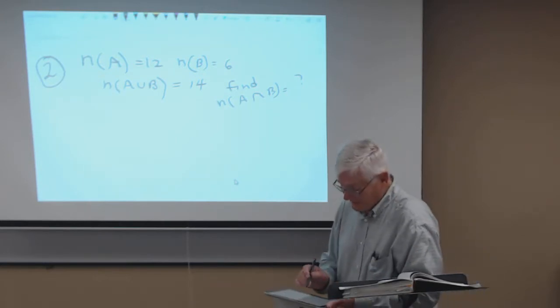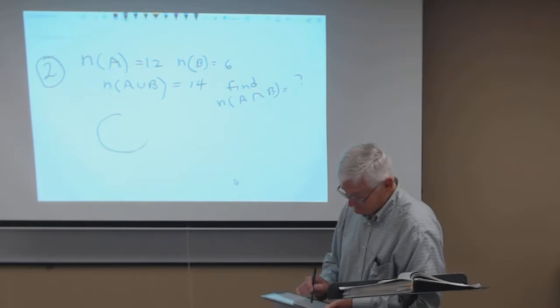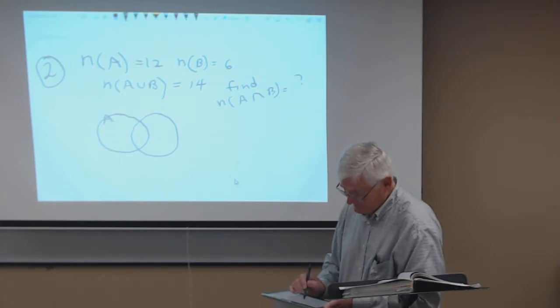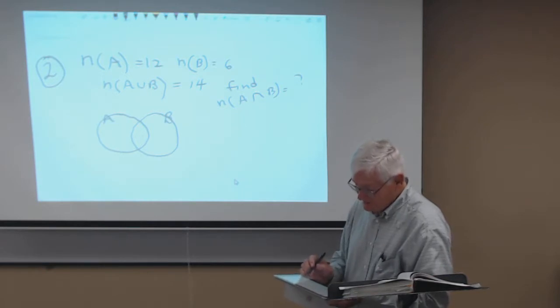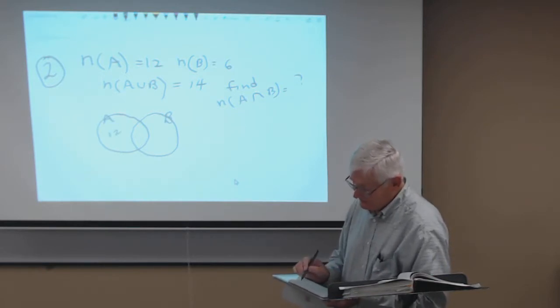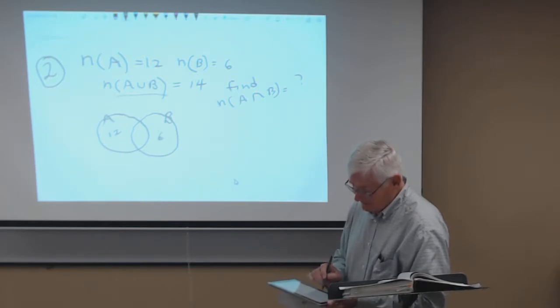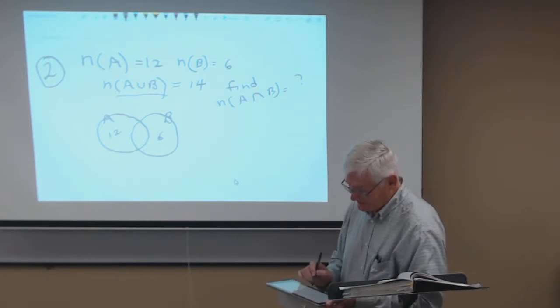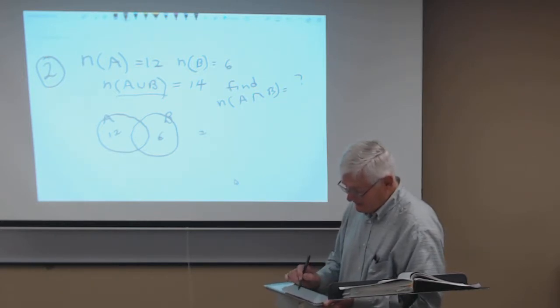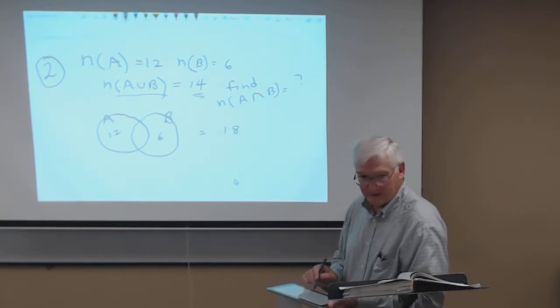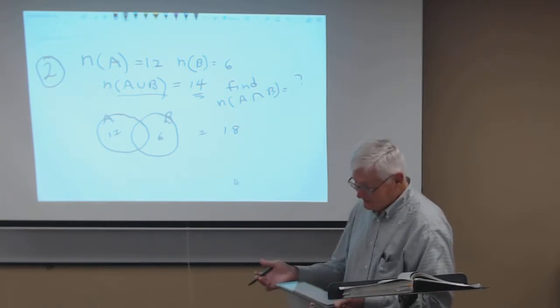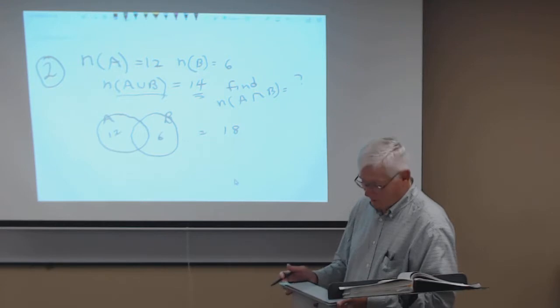So watch what we do. We have 2 circles, A and B. Okay? How many elements in A? 12. How many elements in B? 6. But it says the union of A and B, so A plus B, the number of elements in A plus the number of elements in B would equal what? 14. Oh, it says 14 here, but what's 12 plus 6? 18. That's too many. We only want 14.